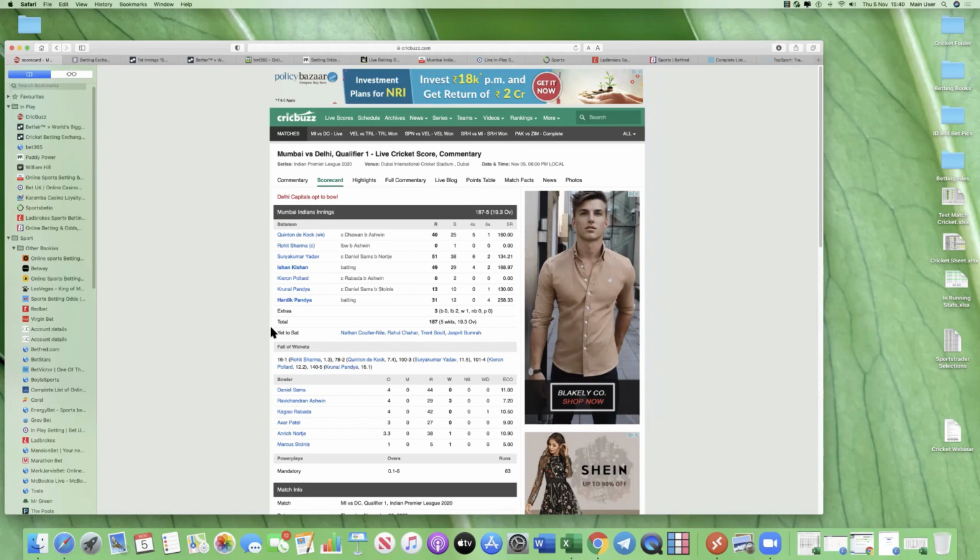Now, on them bets, you can actually bet them after the toss on who will make the highest first 6 overs. So yeah, you can do it after the toss on them ones.